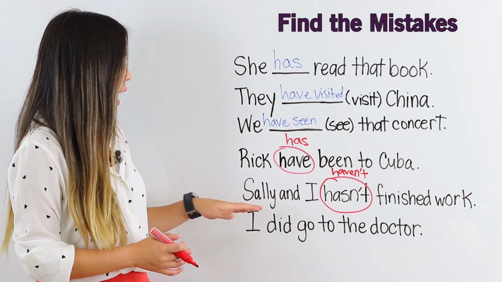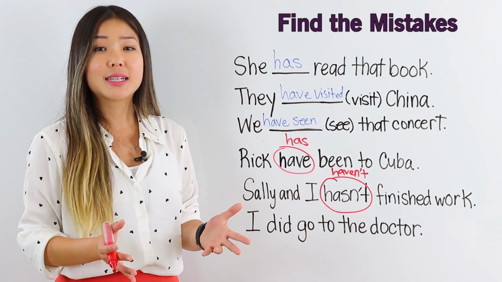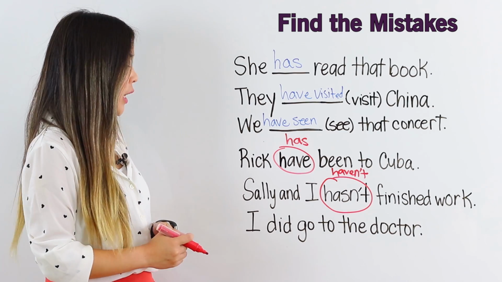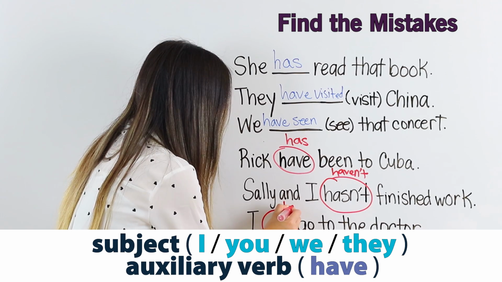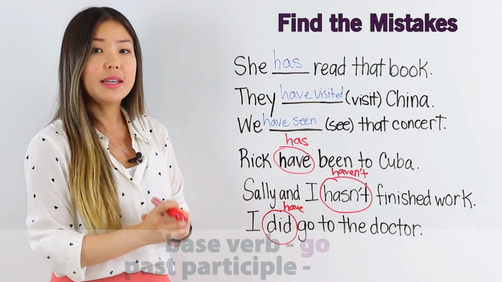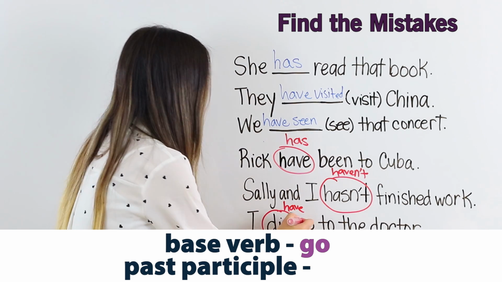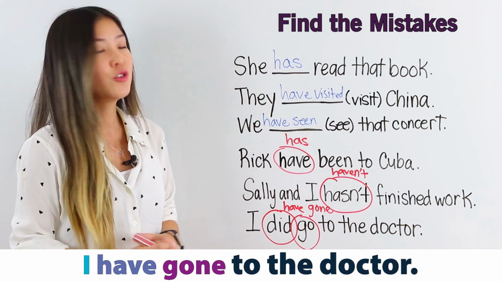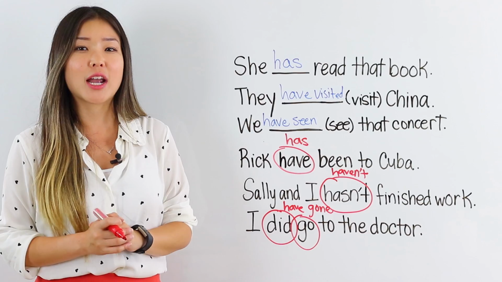And finally, "I did go to the doctor." Now this sentence makes sense, but it's not the present perfect tense. We have to change it. Remember, we use have for the subject I. But we're not done. What is the past participle of go? It is gone. I have gone to the doctor. Great job. Let's move on to the next checkup.